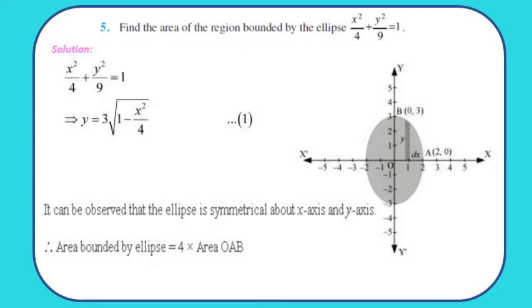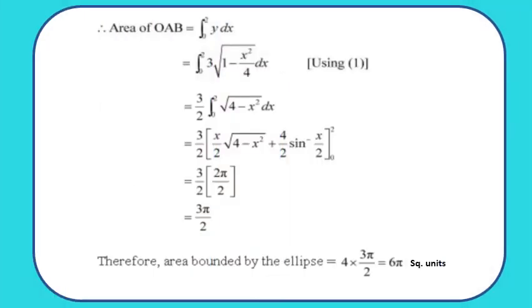the ellipse will be intersecting the axes at A on the x-axis, that is 2, and at B on the y-axis, that is 3. We have to find the area of the ellipse. We are taking the strip along the x-axis, as you can see, so we have to find the value of y, which is equal to 3 under root 1 minus x square upon 4. The ellipse is symmetrical about the x-axis and y-axis, so the entire area bounded by the ellipse is 4 times the area OAB. The area of OAB is integral 0 to 2 of y dx.